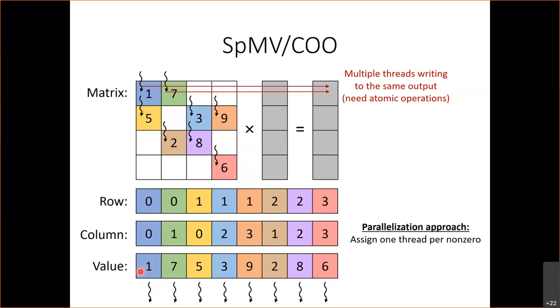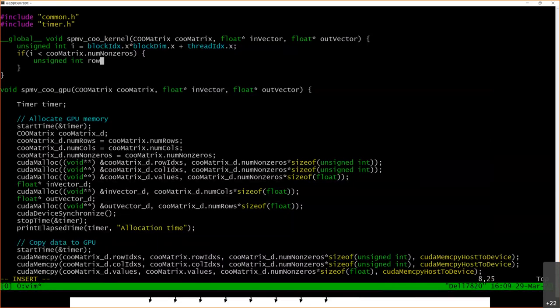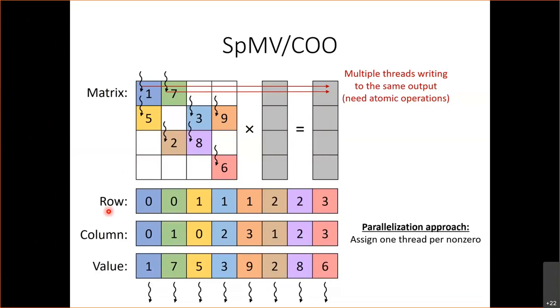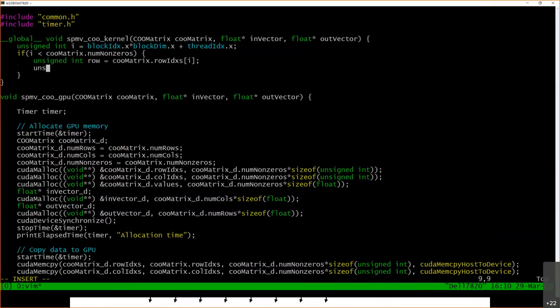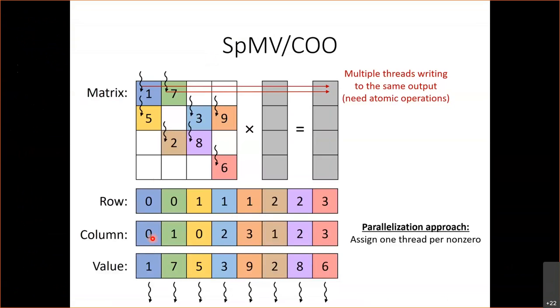Okay. Find the row. The row is going to be in the row array of the COO representation. So I'm going to get my COO matrix, and in my COO matrix, I'm going to have a rowIndexes field. And this rowIndexes field is indexed by what? It's going to be indexed by i, because i is the index of the non-zero. Similarly, I'm going to get my column value. My COO matrix is also going to have a field called colIndexes, and this field is also going to be indexed with i to get the corresponding column index.